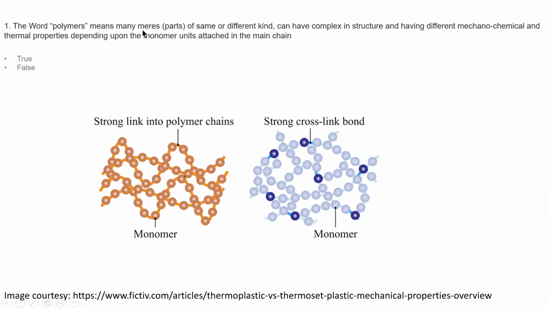The word polymer means mers and poly of same or different kind and can have complexity in structure and having different mechanical and chemical thermal properties depending upon the monomer units attached in the main chain. So the monomer itself is giving the property to the polymeric chain, and when these monomers are arranged in a linear fashion or in a branch fashion, the entire molecule will have a different kind of property which is arising from the individual monomer property. So word polymer means having many mers. Poly means many, and mers is the single unit. So the statement is true.